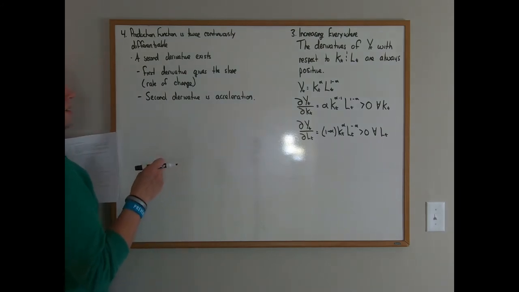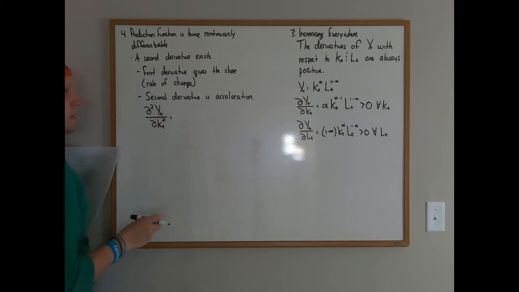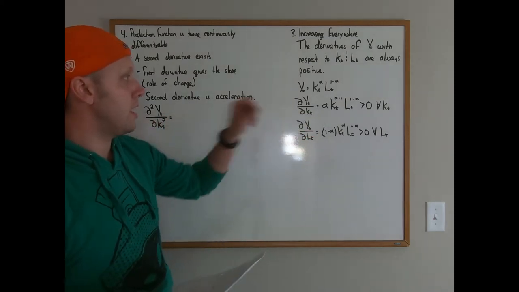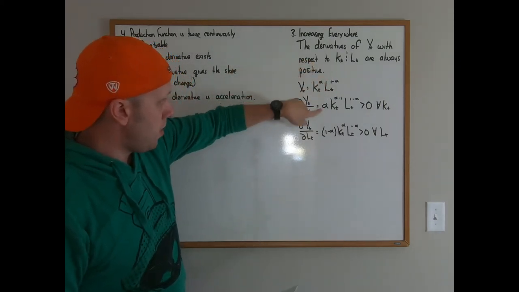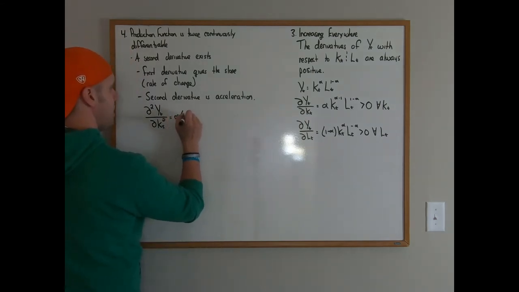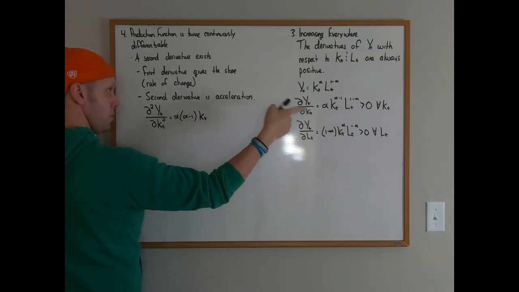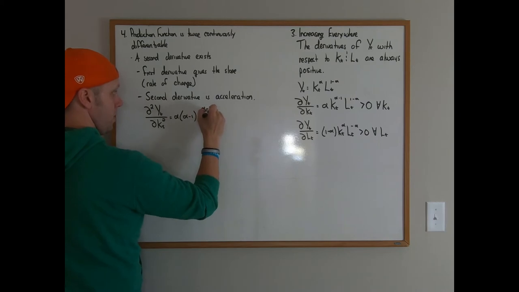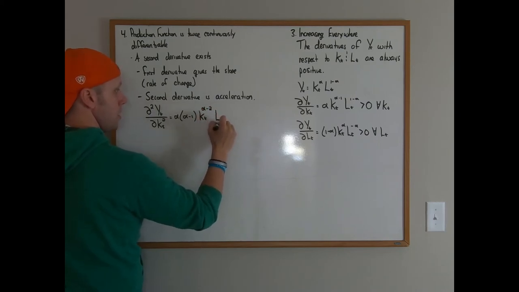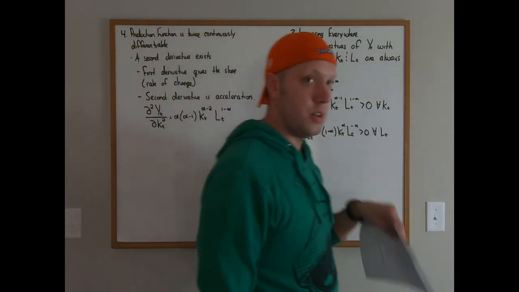Well, what does that mean here? Let's see if we can take the second derivative of the production function with respect to capital. What's that going to give me? Okay, well, I take this alpha minus 1 and I multiply it by alpha. So I'll have alpha times alpha minus 1 times Kt to the alpha minus 1 minus 1, which is alpha minus 2, times Lt to the 1 minus alpha. Right, because L still doesn't change here.